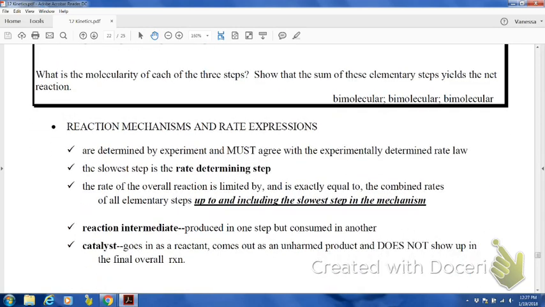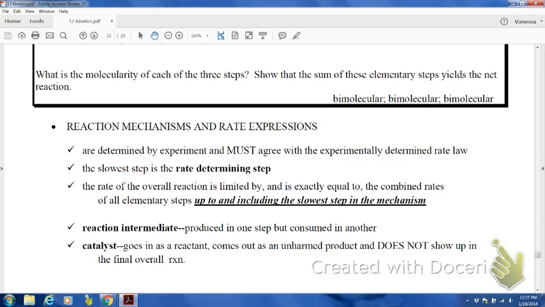So when we're talking about those steps, all three of those steps were bimolecular because you had two particles colliding. Forgot to answer that part. The reaction mechanism and rate expressions are determined by experiment and must agree with the experimentally determined rate law. The slowest step is your rate determining step, meaning how quickly it will proceed. The rate of the overall reaction is limited by that slowest step. So basically you just start writing the rate and then add them up till you get to the slow step and then you stop.